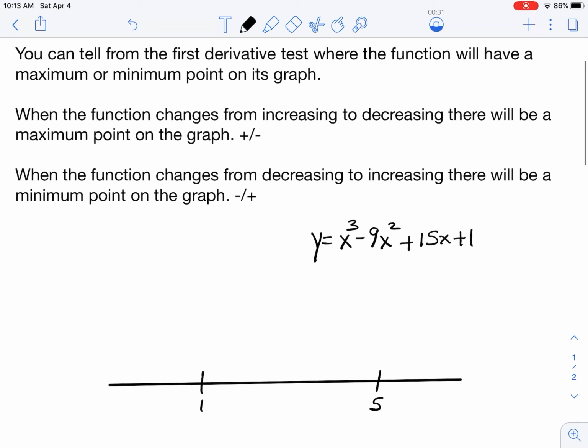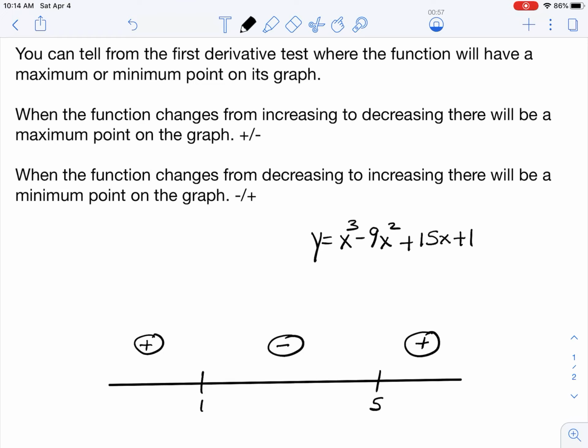So I've got my number line here that I used as a visual on the last video. Recall we calculated to the left of 1, that critical value, the function was increasing, so I'm going to put a plus sign there. Between 1 and 5, the function is decreasing, so I'm going to put a negative sign. And to the right of 5, the function was on its way back up, so I'm going to put a plus sign.